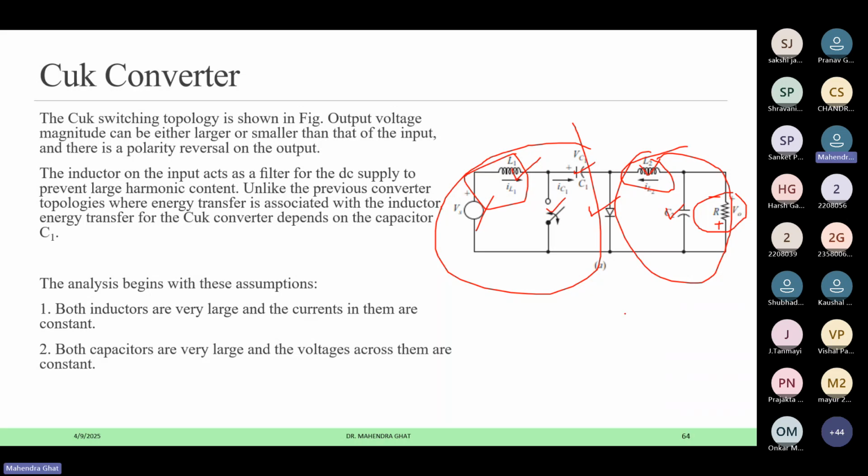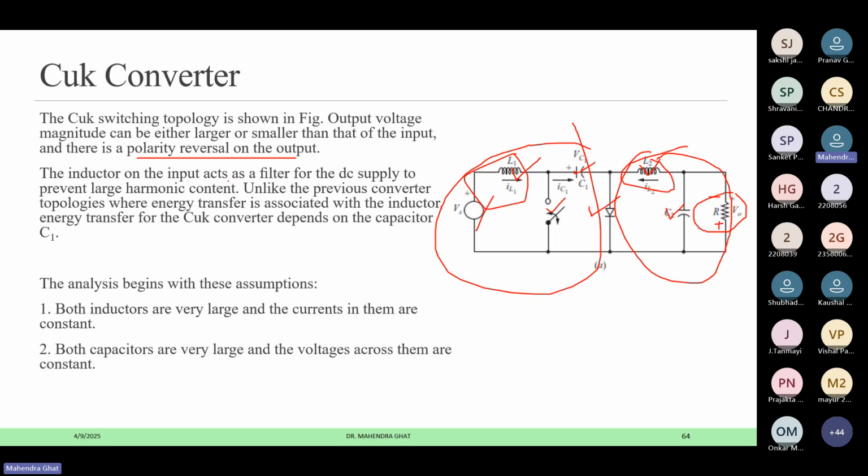So that's why it has some advantages. Of course, some disadvantages like more devices, but you are getting good filtering at the input as well as the output. Also, there is no change in the polarity. The same thing I have written here: the output voltage magnitude can be either larger or smaller than the input, and for polarity reversal of the output, there is no reversal of polarity.